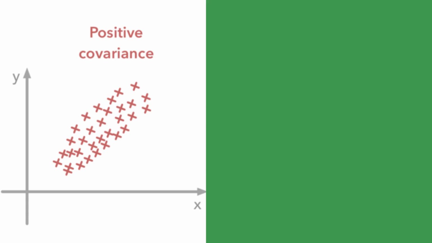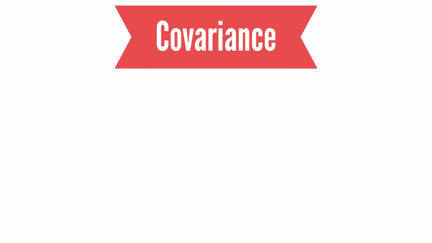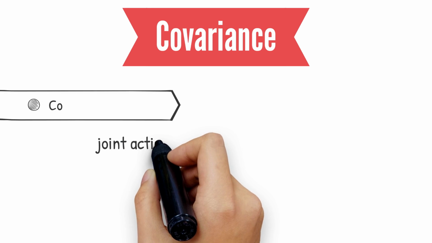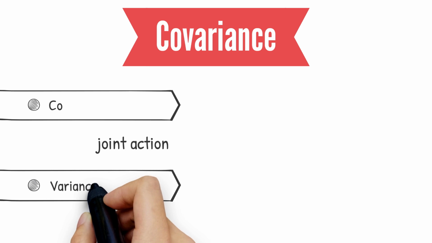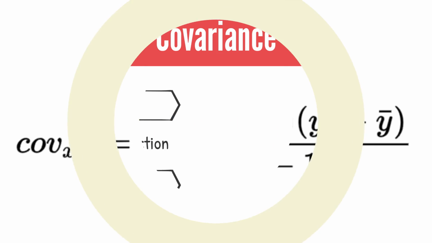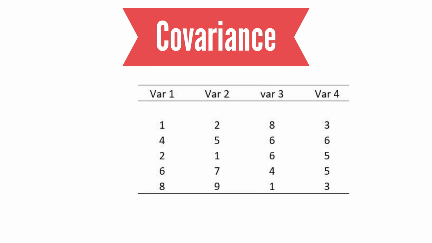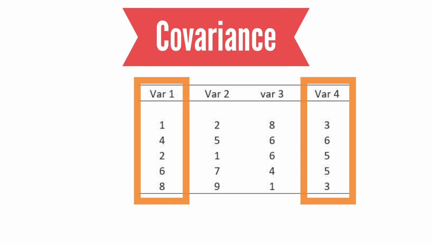Covariance measures the directional relationship between the two data series. A positive covariance means that the two data series move together, while a negative covariance means they move inversely. The prefix co defines a joint action, and variance refers to variation or change. So the covariance summarizes how the variables change in relation to each other. Here is the formula to calculate the covariance. X bar and y bar are the means of the variables x and y, and n is the number of observations. Let's calculate the covariance between variables 1 and 4.